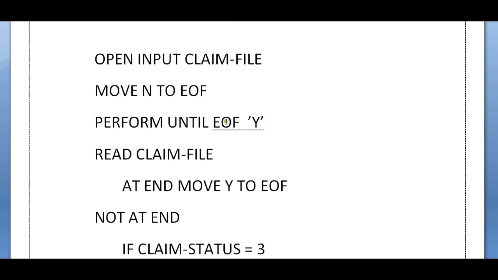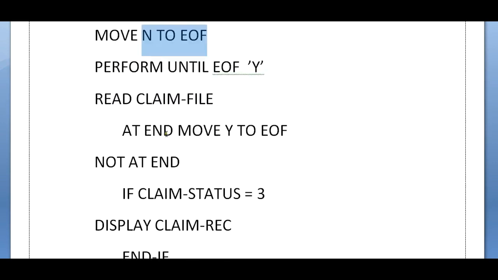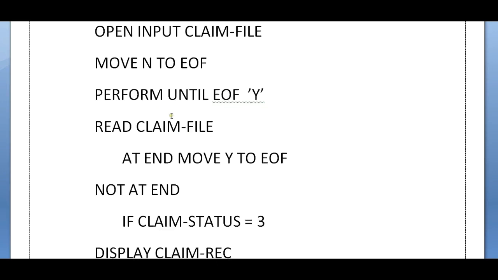So let's read the file and see uses of both at end and not at end clause. Open input claim file. Now move N to end of file. Perform until end of file equal to Y. Read claim file, at end move Y to end of file. Now I said at end can occur when it reaches the last record of the file. So that's the reason initially I'm declaring move N to end of file, so I can perform until end of file equal to Y.